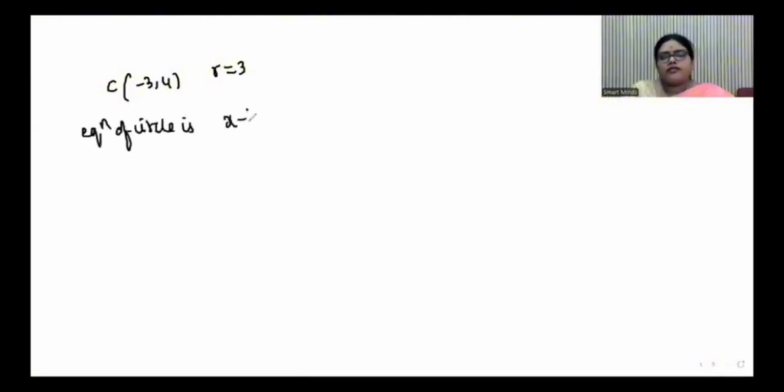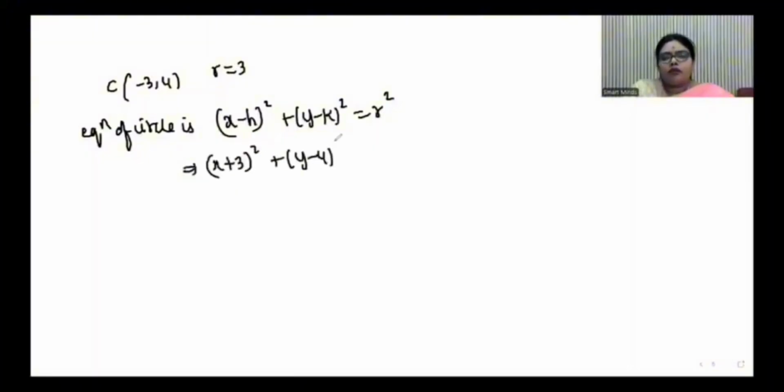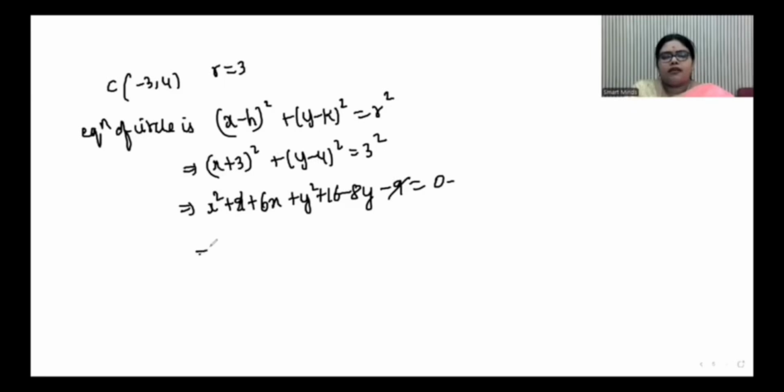Equation of circle is x minus h whole square plus y minus k whole square is equal to r square. Now substitute x plus 3 whole square plus y minus 4 whole square is equal to 3 square. Now you open the brackets, x square plus 9 plus 6x plus y square plus 16 minus 8y minus 9 is 0. 9 minus 9 cancel. You will get x square plus y square plus 6x minus 8y plus 16 is equal to 0.